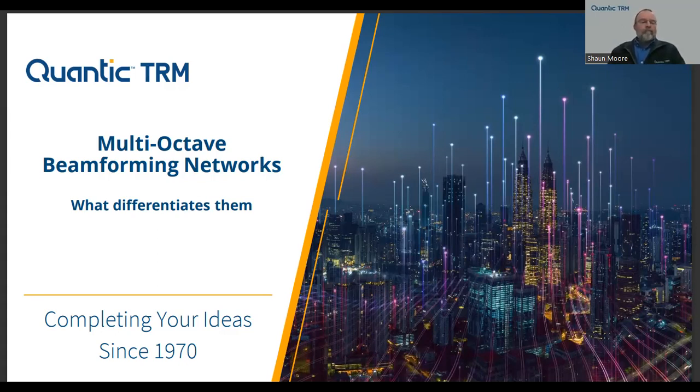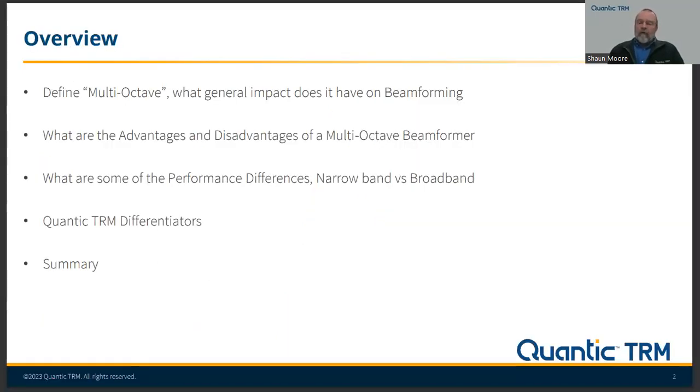Yeah, thank you, Paul. So what we're going to talk about today is multi-octave beamforming. The first thing we'll do is define what multi-octave really means, and what impact that has when we're talking about beamforming. We'll then go through some advantages of a multi-octave beamformer, as well as the disadvantages. It's not always a win-win. Then we'll talk about some of the performance differences, what you have to give up and what you gain by going with a multi-octave beamformer. We'll talk about some Quantic TRM differentiators, and then we'll wrap it up with a summary.